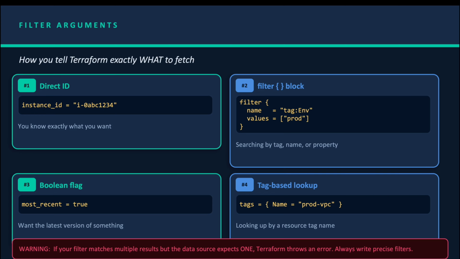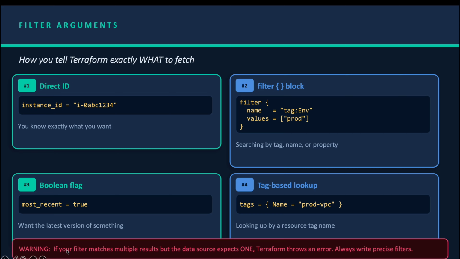Okay, next is filter arguments. Filters are how you tell Terraform exactly what to fetch. There are 4 ways to filter. Number 1, direct ID. You already know the exact resource ID, fastest and most precise. Second one, filter block. You search by tag, name or property, most common in real projects. Third one is boolean flag. You search by most_recent equals true, perfect for always getting the latest AMI. And number 4 is tag-based lookup. Basically you search by a tag name like prod VPC, dev VPC, etc. I've given an example as well.